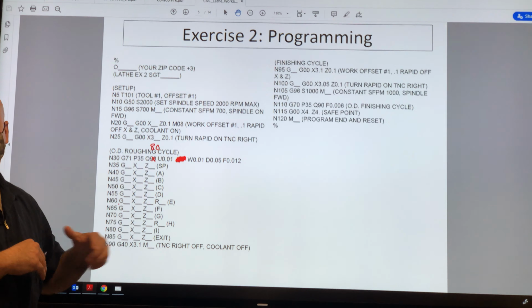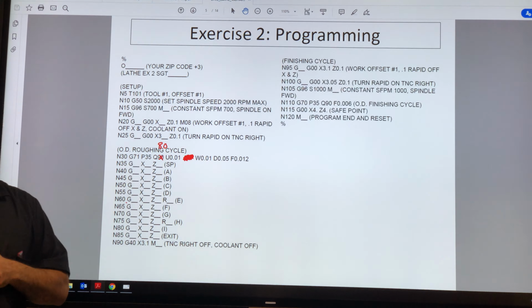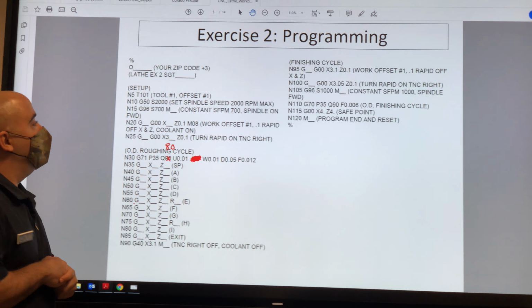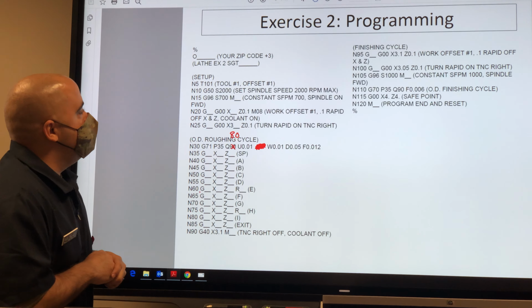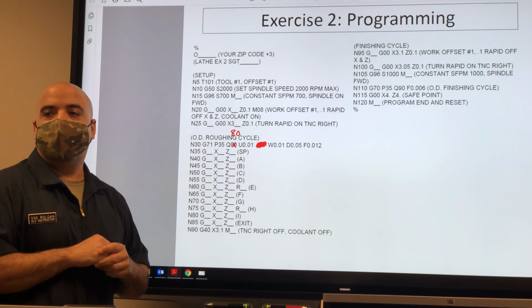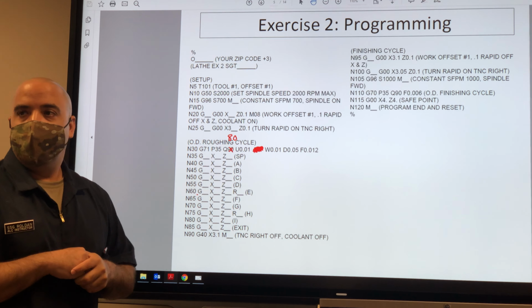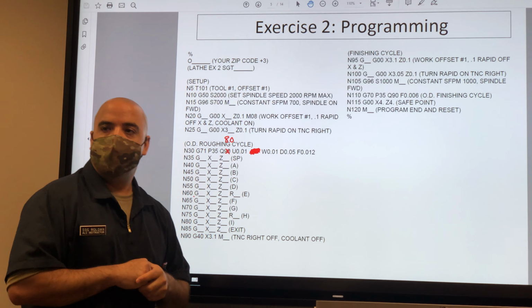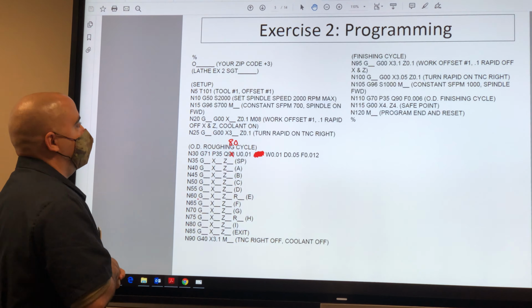What's that M in the blank? What should we put there? To turn the spindle on, you would put M03. M03 tells the machine to do what? To turn the headstock on in a forward position. Forward, right? All right.